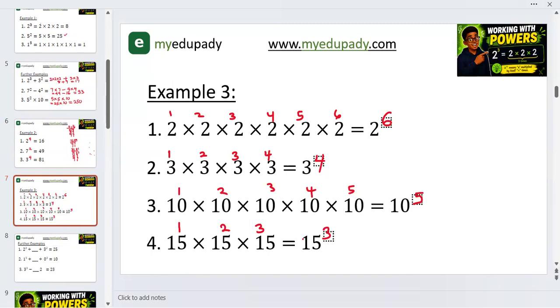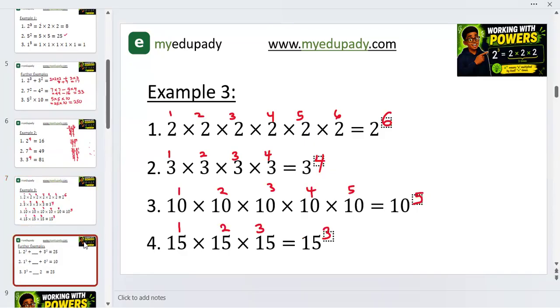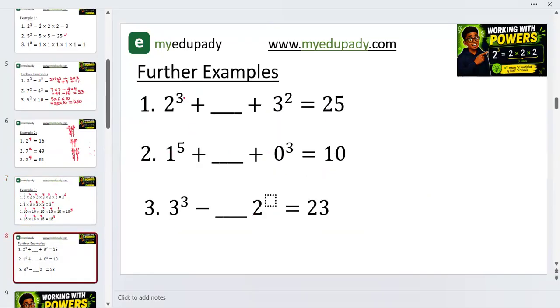And let's move to the very last session, which is a typical exam question. So let's say we have this. We have 2 to the power of 3 plus a number that we do not know plus 3 to the power of 2, giving us 25. So we know 2 exponent 3, or 2 to the power of 3, will be 2 times 2 times 2. So we know this is 8, right? 3 exponent 2, that is 3 times 3, this is 9. So what we will do is we add 8 to 9.